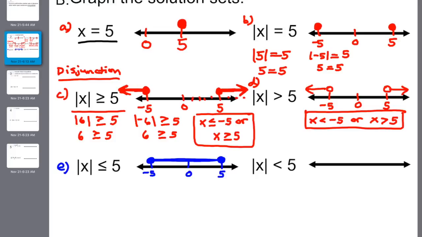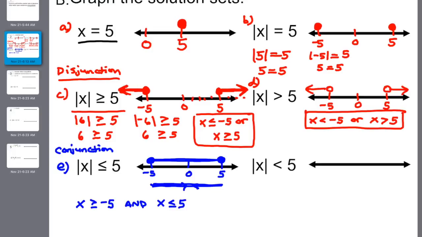Now, how do we represent that? Well, this is like a conjunction. Right? Because our answer is going to have to be greater than or equal to negative 5 as we go this way, and it would have to be less than or equal to positive 5 going that way, and they have to represent both of them there. So we're going to take this and we're going to say x has to be greater than or equal to negative 5, and x has to be less than or equal to positive 5, which can be written as a compound inequality.